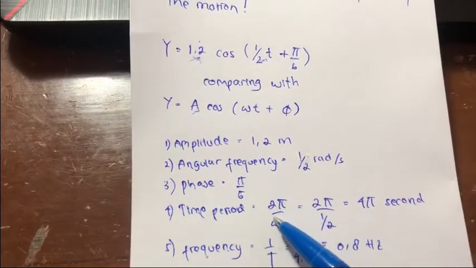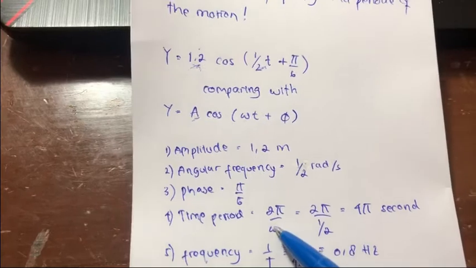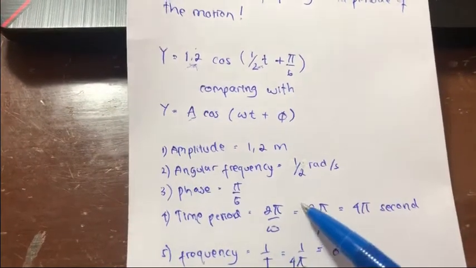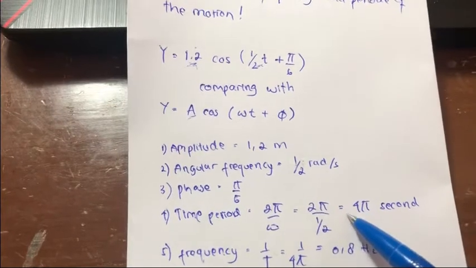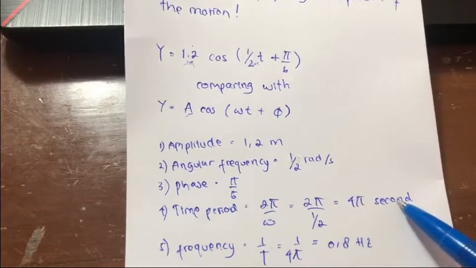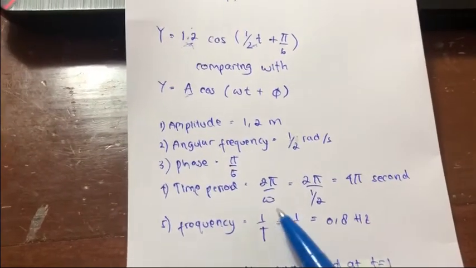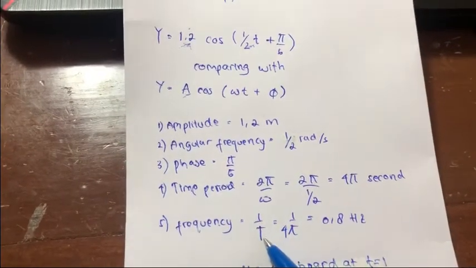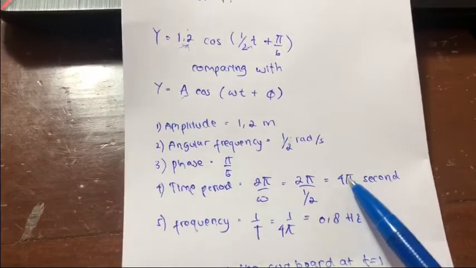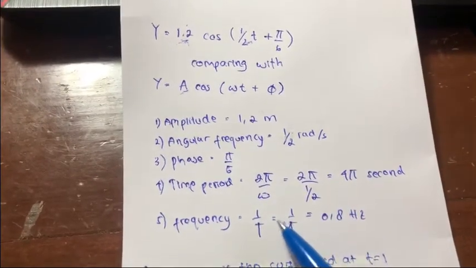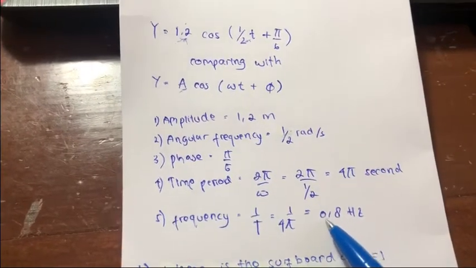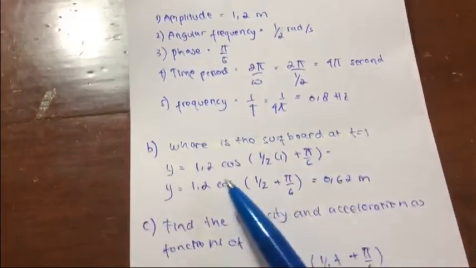The time period is 2π divided by angular frequency, and we got this one, and the result is 4π seconds. The frequency is 1 divided by period, and we already have the period, so we have this one, and the frequency is 0.8 hertz.